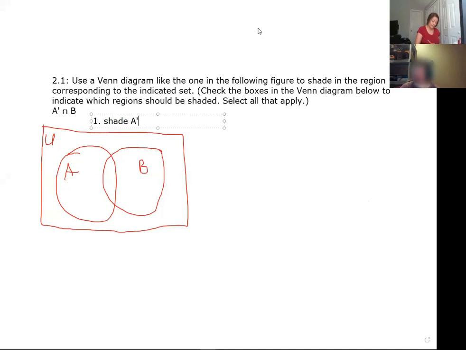So I'm going to do that in one color. So I'll do that in blue. So A prime is going to be anything that's not A. So this is my A circle. So one way to think of it is if I were to color in all of A and then invert it, that's what I'd be coloring. So A prime is this outside area.